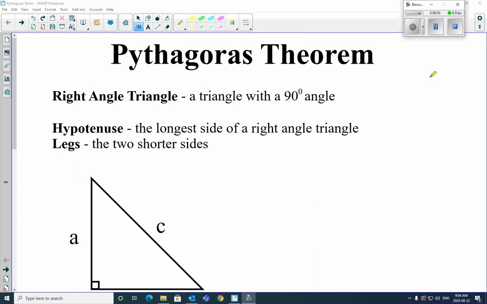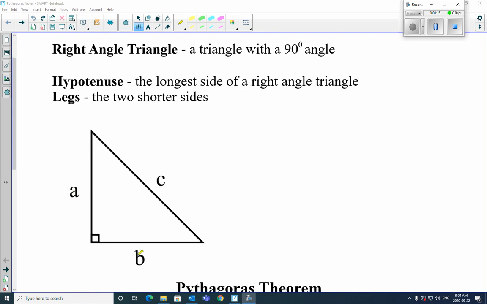So this is grade 9 math, Pythagoras Theorem. What we're talking about here today is Pythagoras Theorem, and it only works for right angle triangles. A right angle triangle is a triangle that has a 90-degree angle. If you look down here, you'll see between A and B, that little box in the corner represents 90 degrees. For this to work, it has to be a right angle triangle. If it's not, it doesn't work.